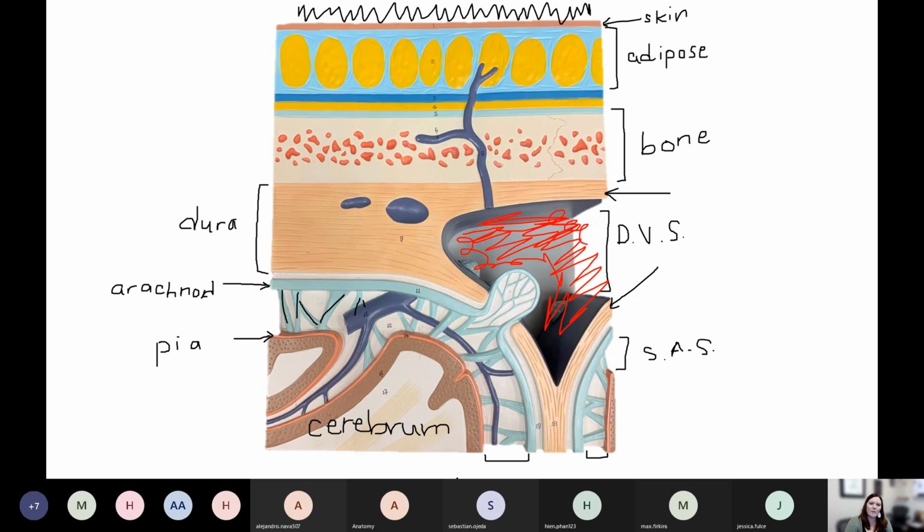Is that all the labels we have on our list? Was there anything that I missed on this model, or did we catch it all?